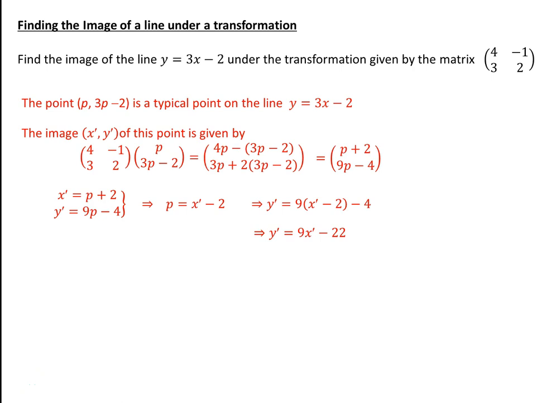So this means that the image of the line y equals 3x minus 2 under the transformation given by the matrix 4, minus 1, 3, 2 is the line y dash equals 9x dash minus 22.